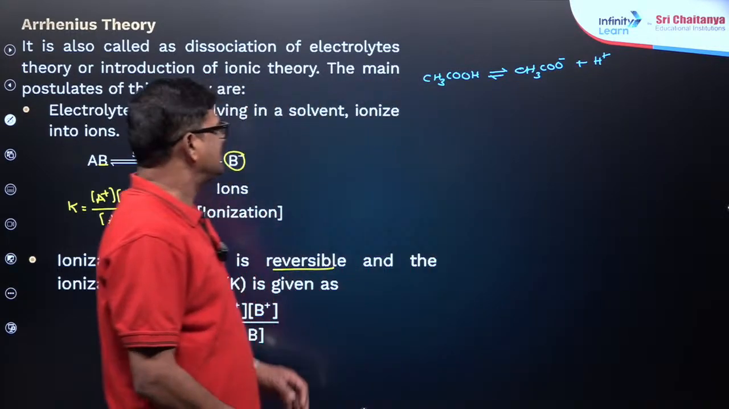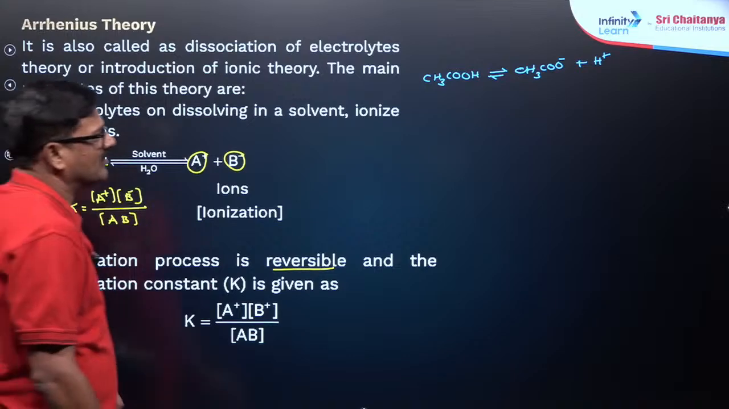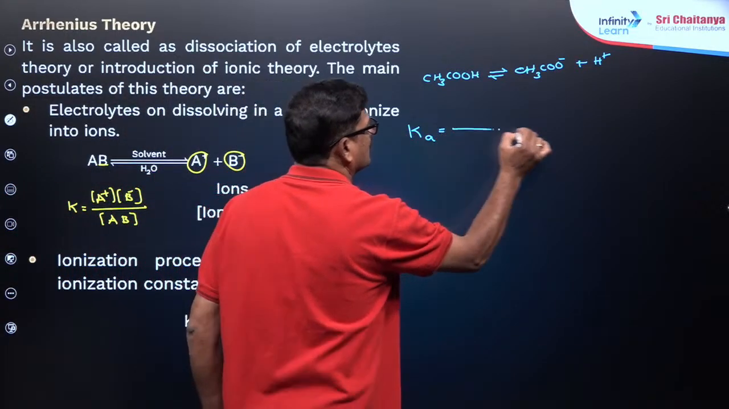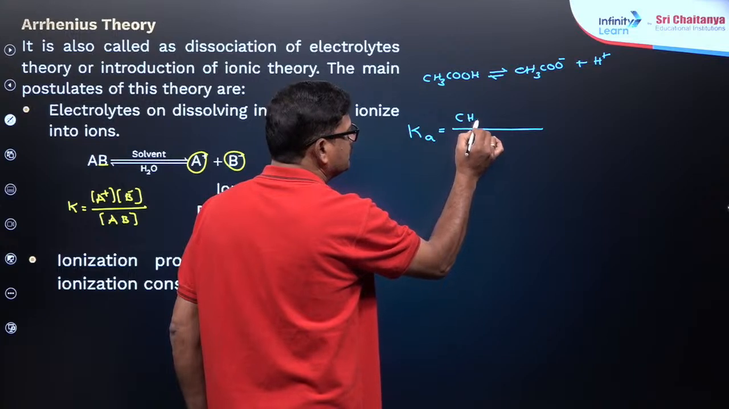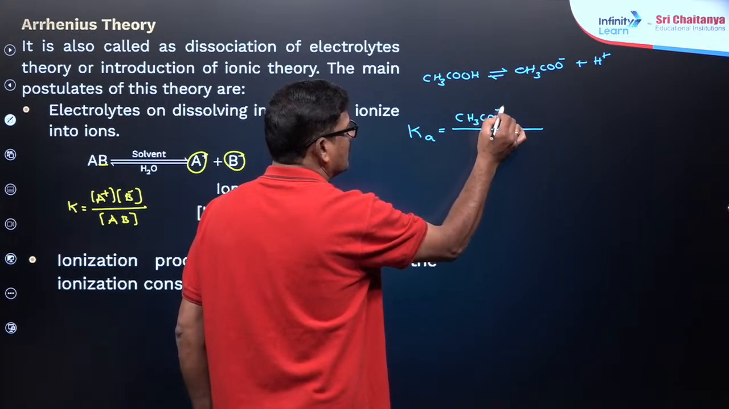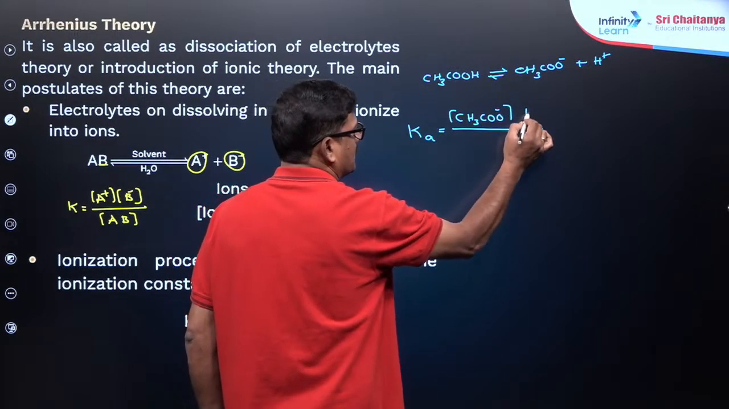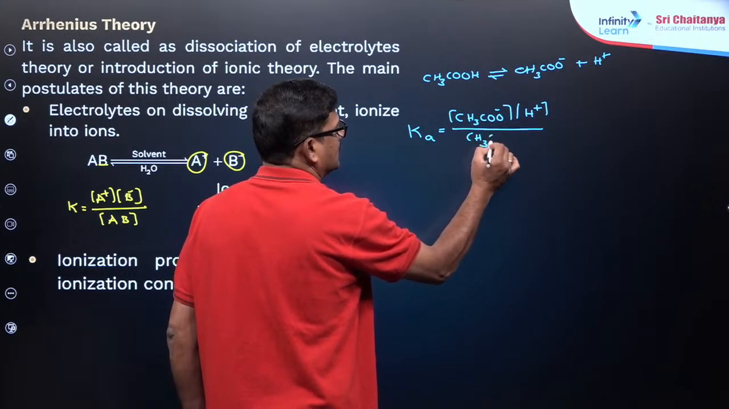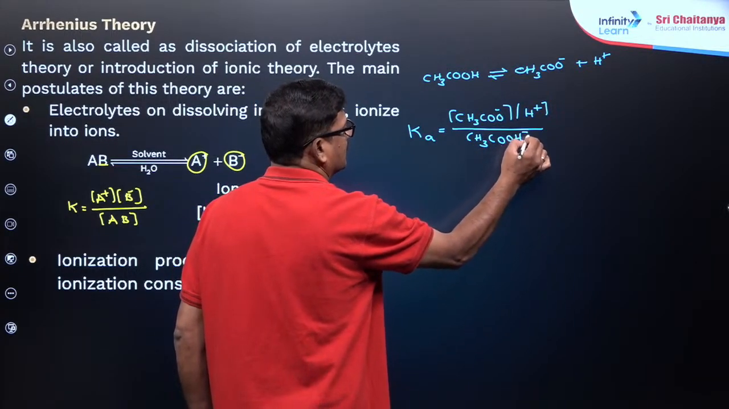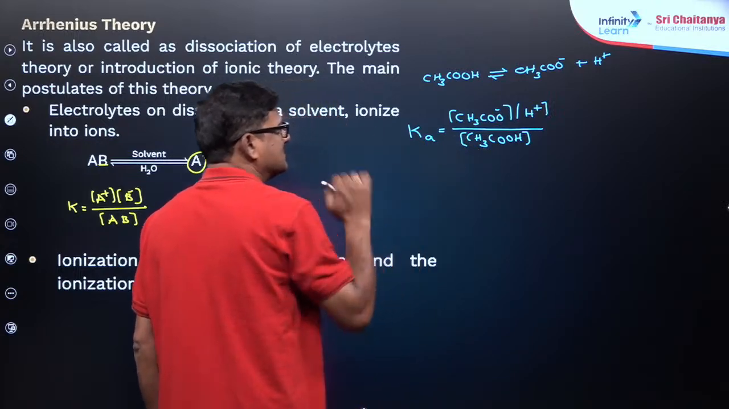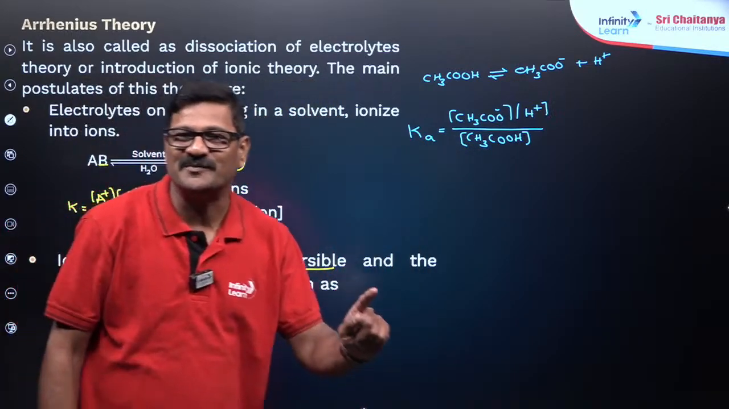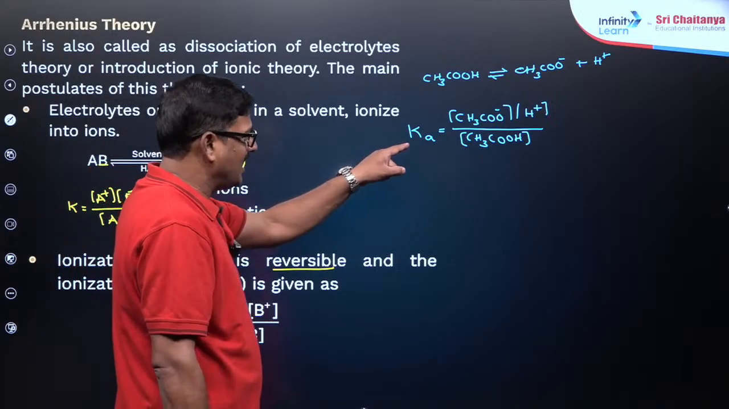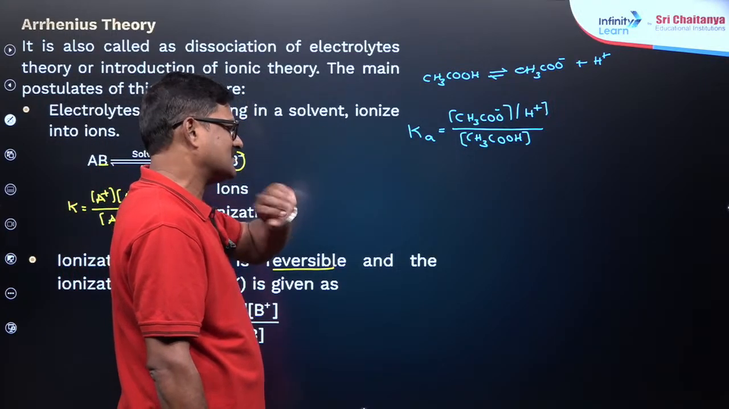Okay, now let us apply the same equilibrium constant, that is called as Ka, is equal to [CH3COO minus][H plus] upon [CH3COOH]. This is the equilibrium constant for a weak acid, that is called as acid dissociation constant.